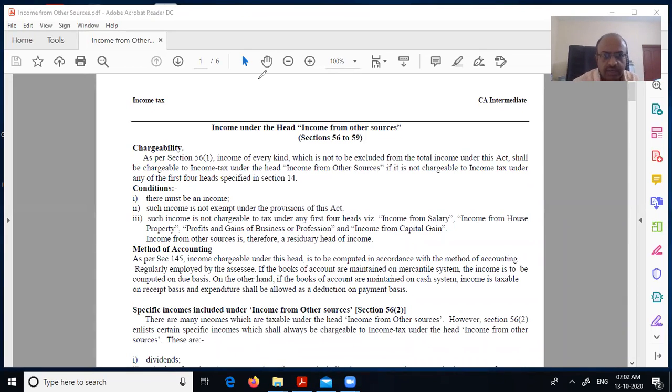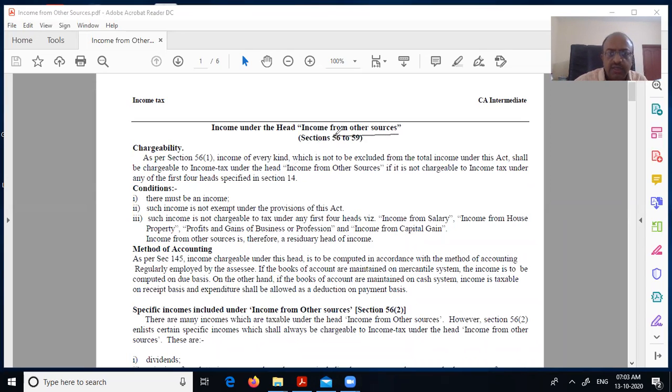Today we will start Other Sources. A couple of problems are there in capital gains, but I suggest that you read the theory well and then we can revisit that, because at this moment, if we keep on doing it, it will not really benefit you. So let us start Other Sources.